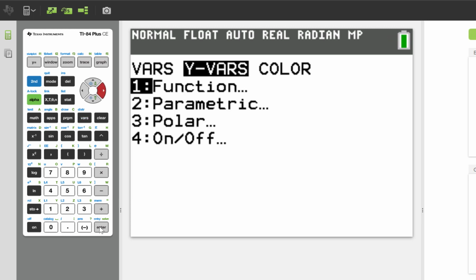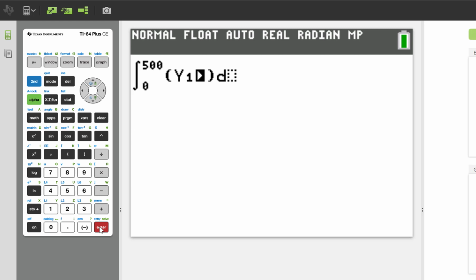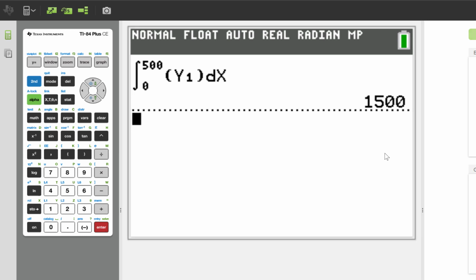Go to vars and then go right arrow to y vars, number 1 to get that y sub 1. And then press that right arrow key to get in that dx part, press the x variable and press enter, and you will get 1,500. So that's going to be our answer for evaluating that definite integral.